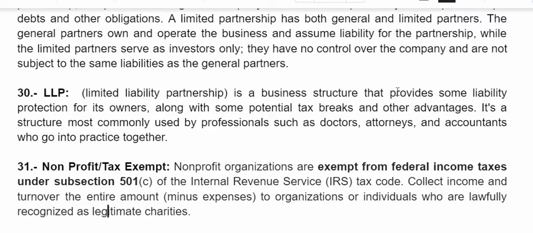Non-profit, tax exempt. Non-profit organizations are exempt from federal income taxes under subsection 501(c) of the Internal Revenue Service (IRS) tax code. They collect income and turn over the entire amount, minus expenses, to organizations or individuals who are lawfully recognized as legitimate charities.